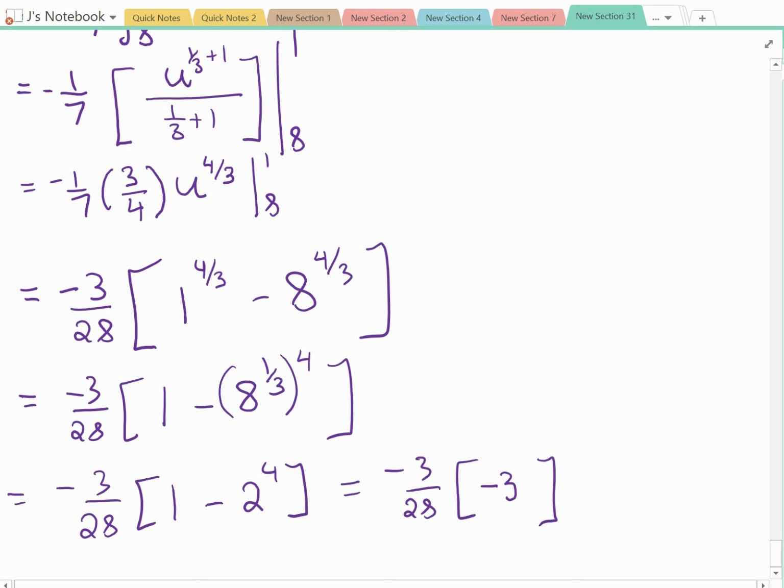No, sorry, that was power 5. 2 to the 4 is 16, so that'll be negative 15. So that's going to be positive 45 over 28. Negatives cancel. Questions about any step here?